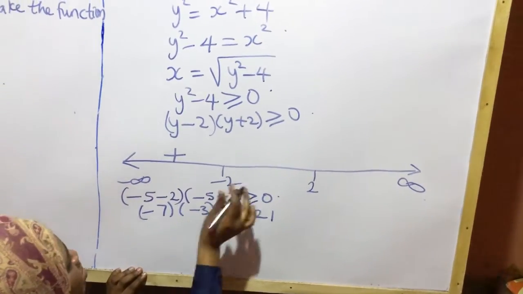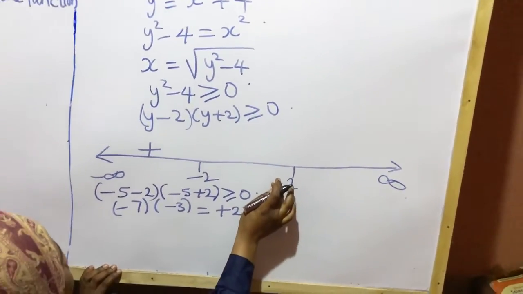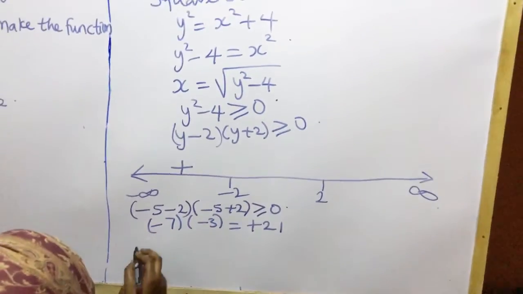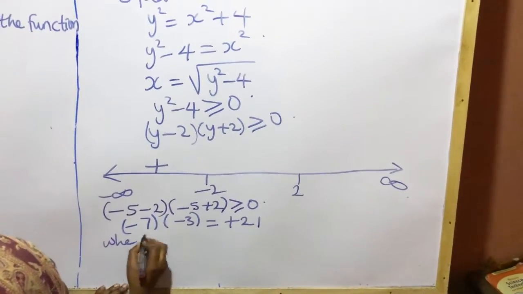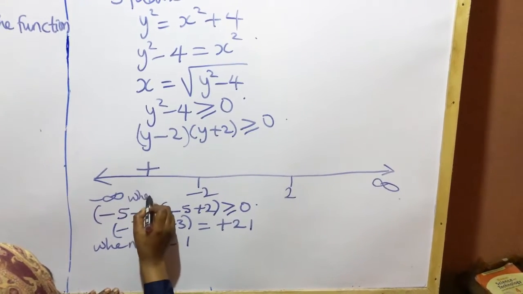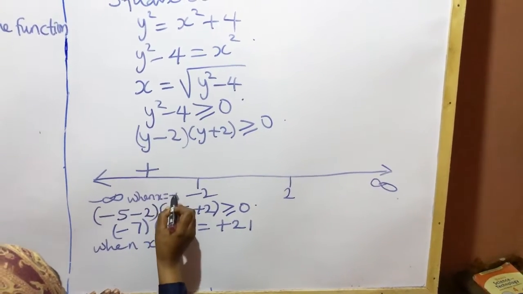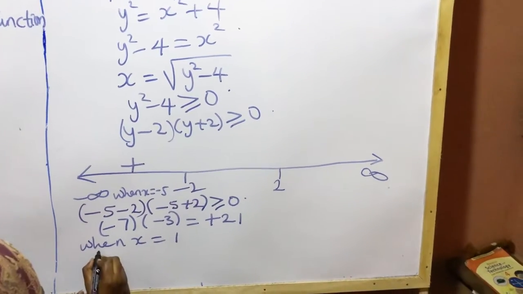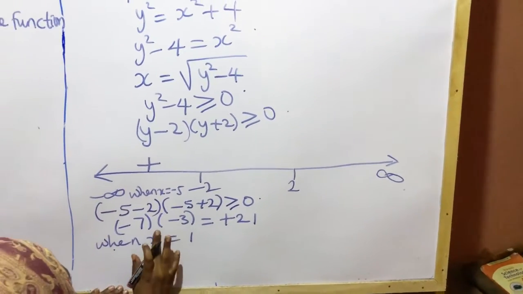So between -2 and 2, let me take 1. So when x is equal to 1 here, when x is equal to -5. So here, I'm dealing with y.